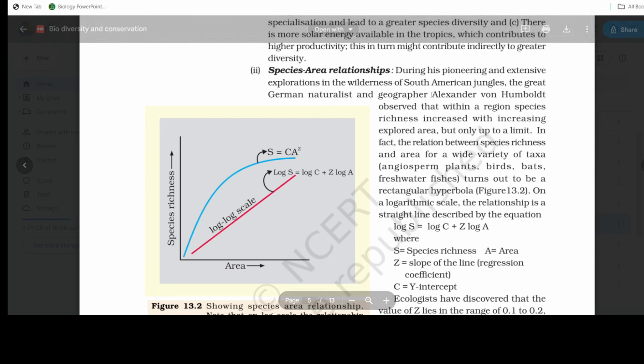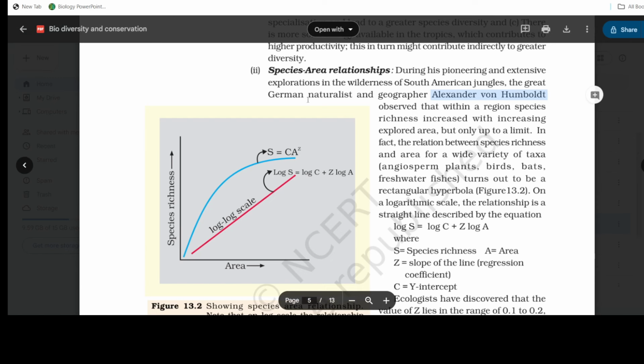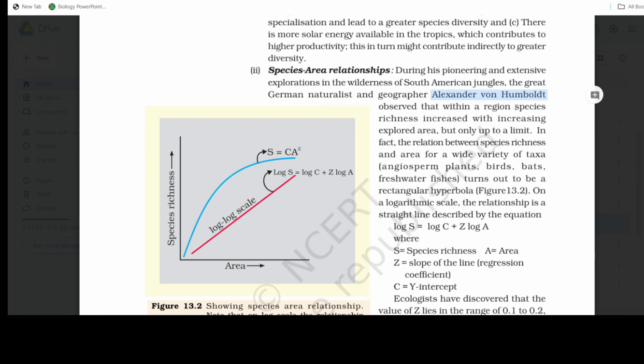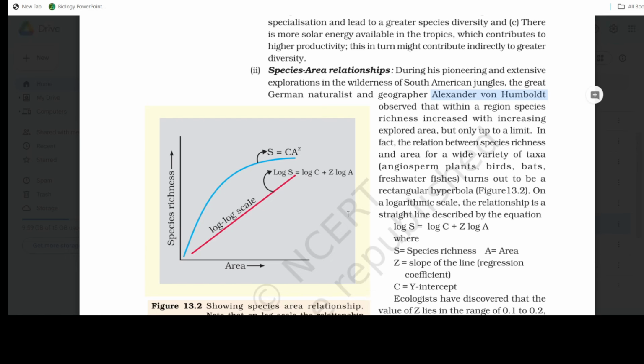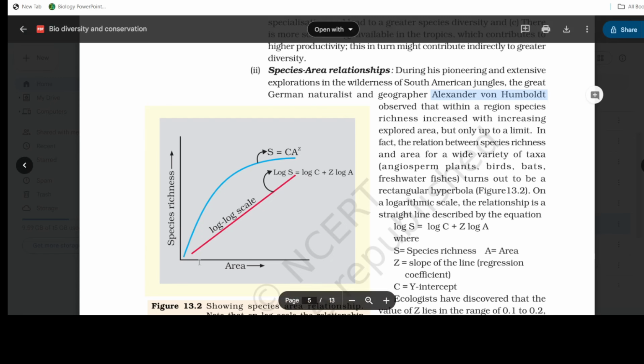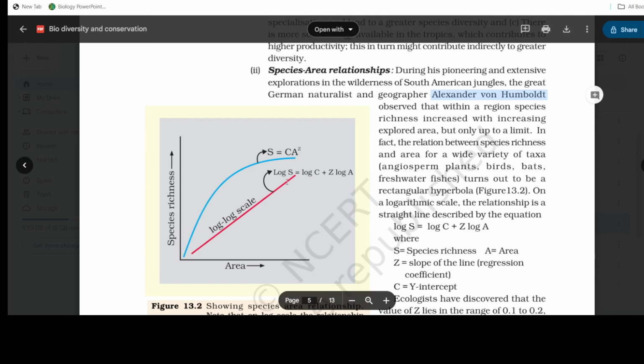This question can also be asked as the graph interpreted by Alexander von Humboldt. So it can also be asked as a species area relationship graph. He observed that within a region, species richness increased with increasing explored area, but only up to a limit. Here, you can see this is area. Area is getting explored and species richness is increasing, but up to a limit. In fact, the relation between the species richness and area for a wide variety of organisms like plants, birds, bats, freshwater fishes turned out to be a rectangular hyperbola. On a logarithmic scale, the relationship is, if you are just marking on a log scale, that is the second slope which you see here.